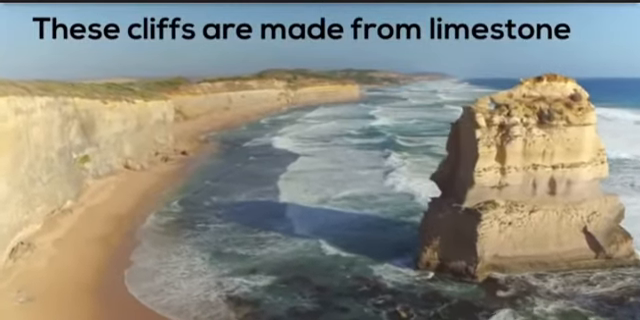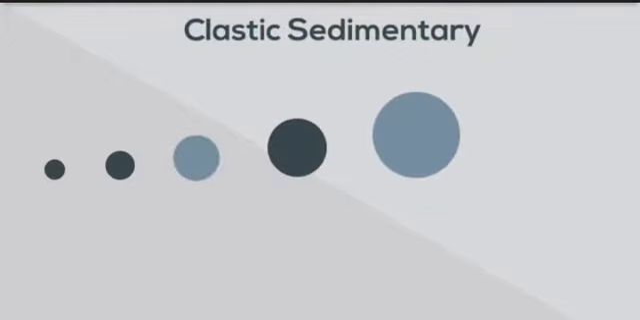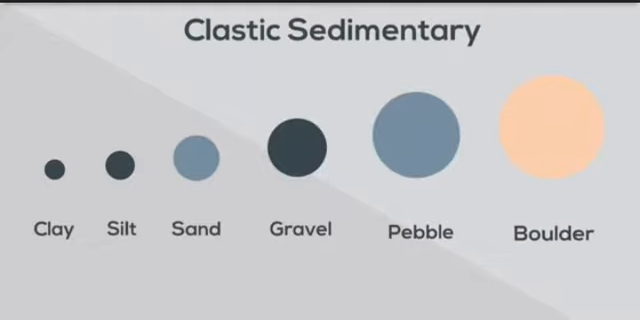Clastic sedimentary rocks are subdivided according to the dominant particle size. These particle sizes are ranked from smallest to largest. Clay is the smallest, then silt, sand, gravel, pebble, and boulder.